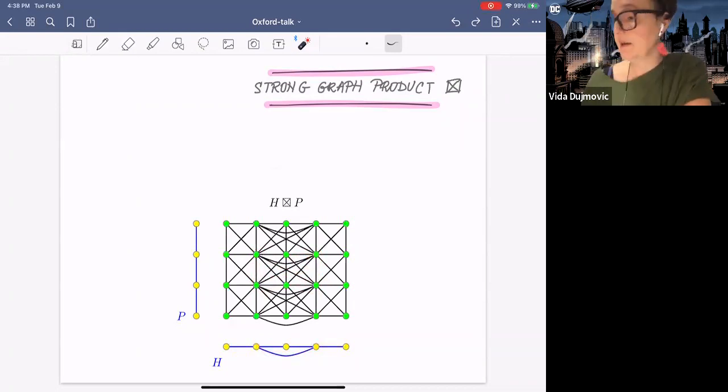You may be familiar with, probably you are, the Cartesian product. In that case, the definition is the same, except that you don't add the crosses. The only edges you add are these four edges and not the cross edges. Okay, so we are working with a strong product of two graphs.